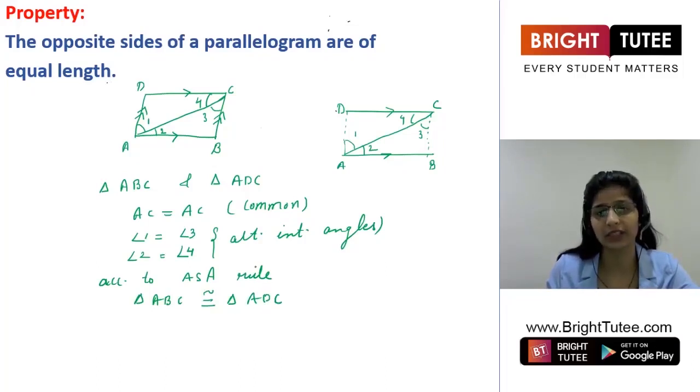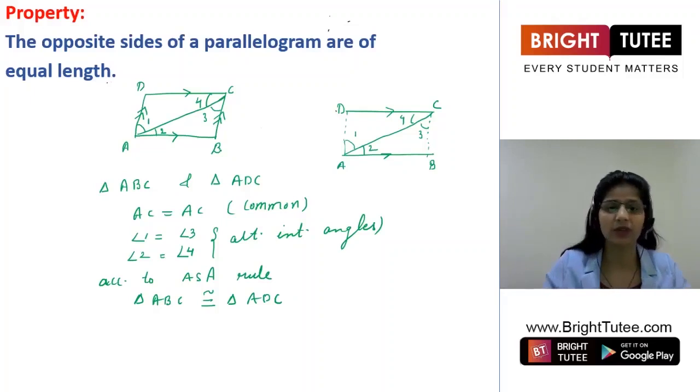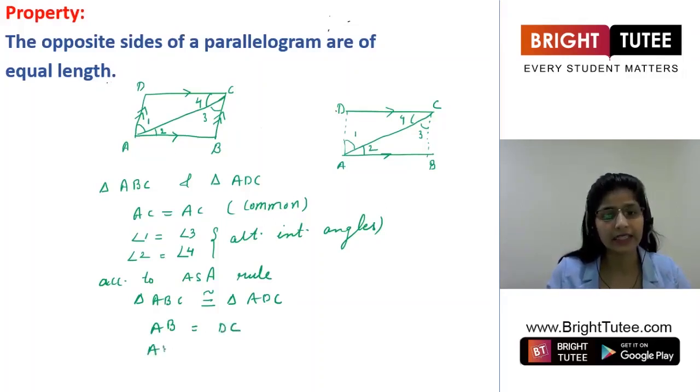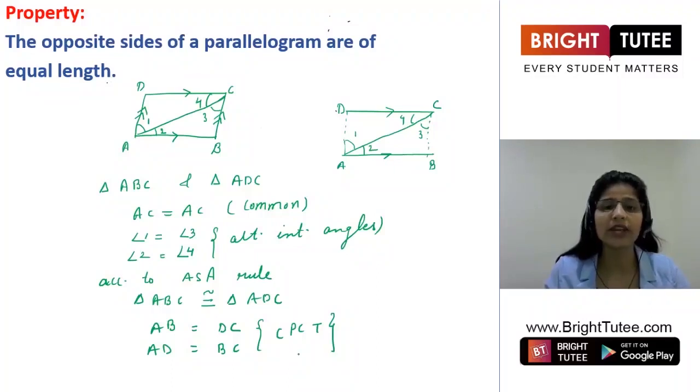And what do we mean by congruent triangle? That they overlap each other. That means their corresponding parts are going to be equal. So what can you say about the side AB and DC? You know, when we fold the triangles along the side AC, so AC will be the base for both of them. AB is going to come upon DC and BC will overlap side AD. So what we can say from this is AB is equal to DC and AD is equal to BC. And the reason is CPCT, that is corresponding parts of congruent triangles.